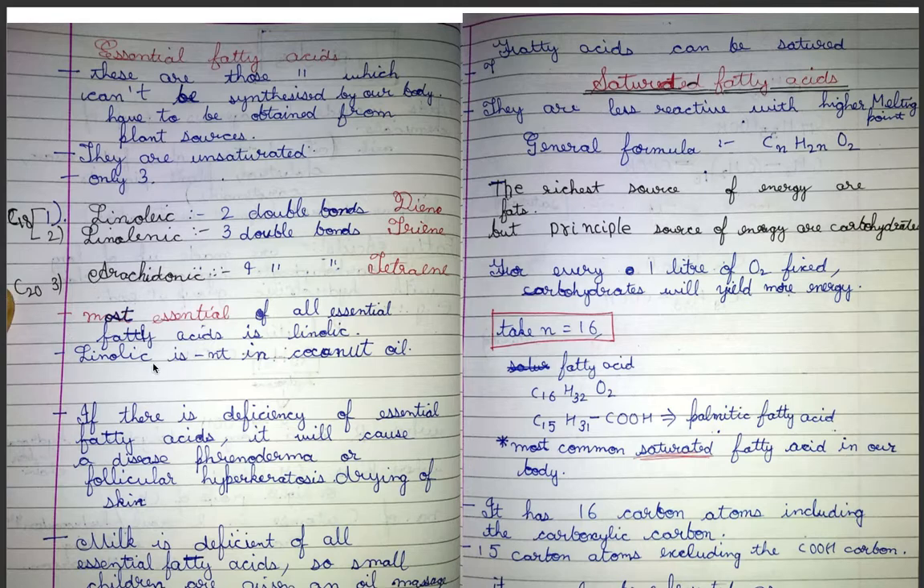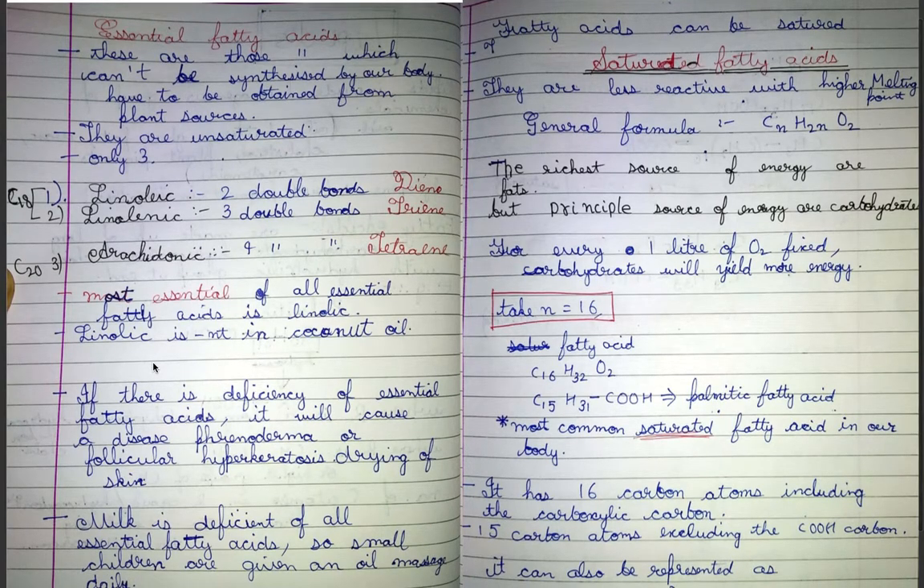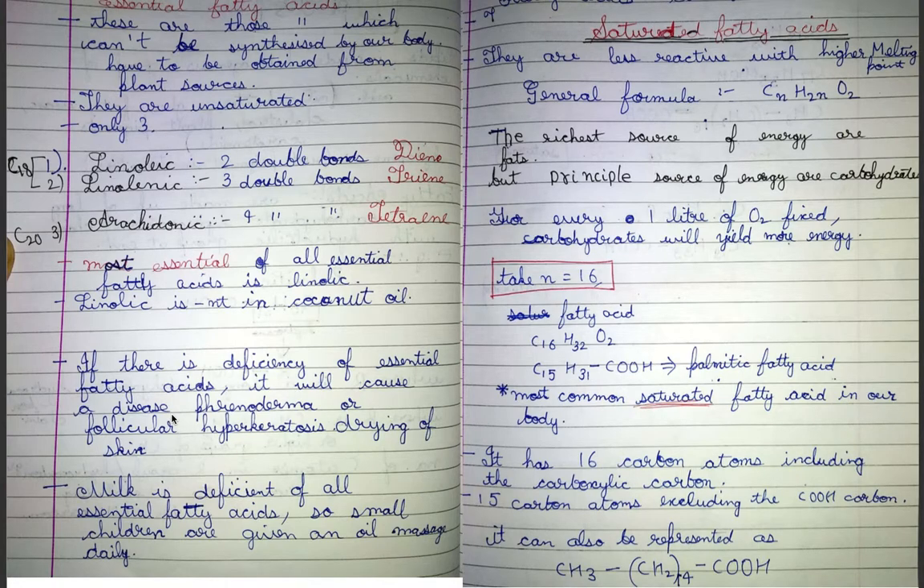Most essential of all the essential fatty acids, which is very important, is linoleic, that is the first one. Now linoleic is absent in coconut oil. Okay, very important. If there is deficiency of an essential fatty acid, it will cause a disease, phrynoderma, or follicular hyperkeratosis, drying of skin. Now to avoid this, since babies drink milk, small children are prone to follicular hyperkeratosis, drying of skin, so they are all massaged daily.